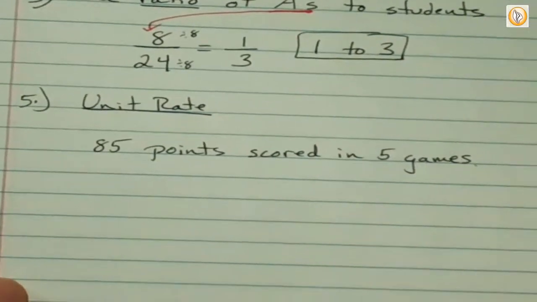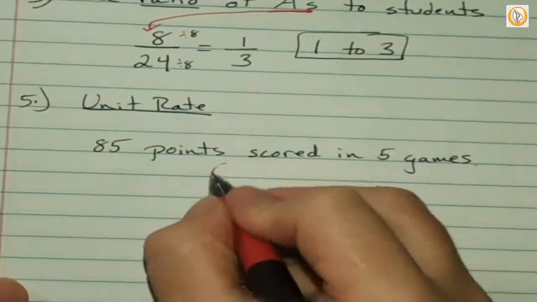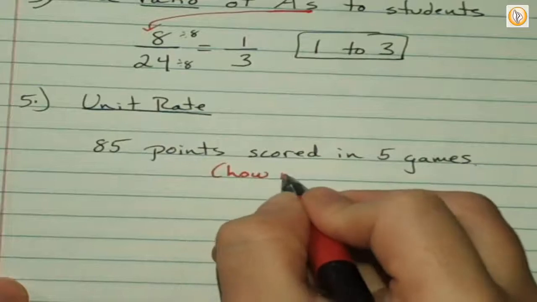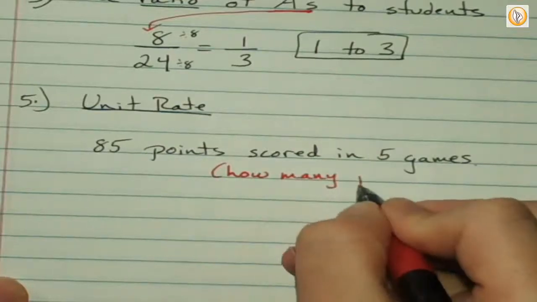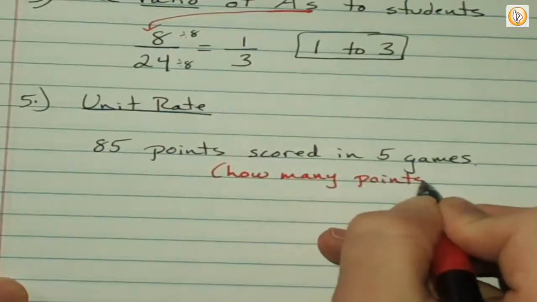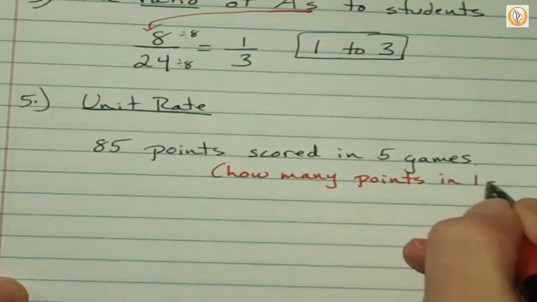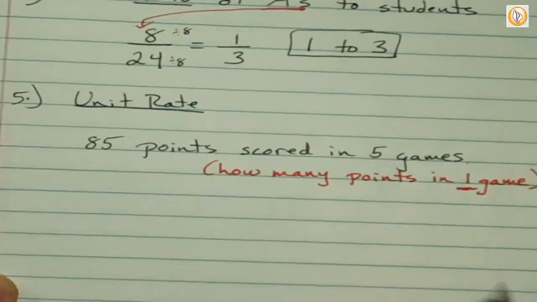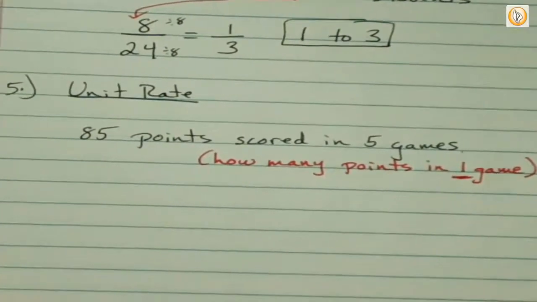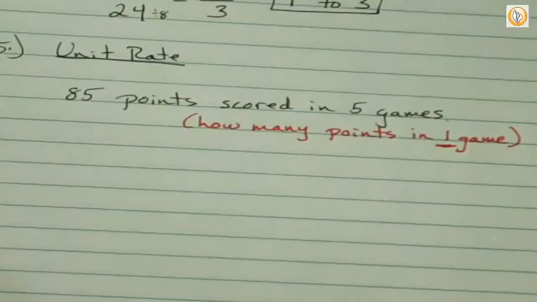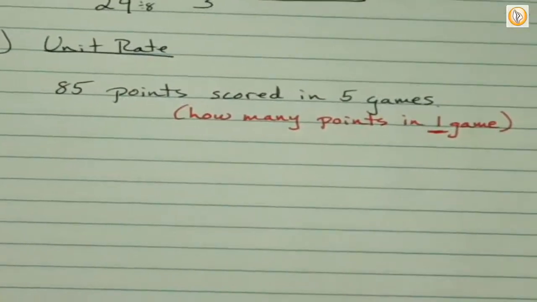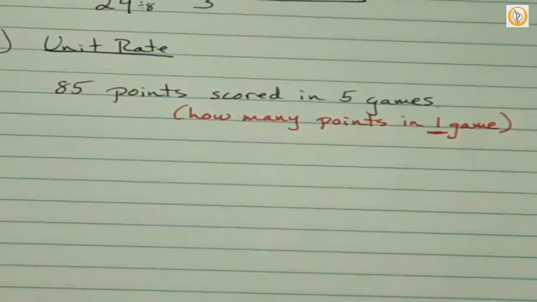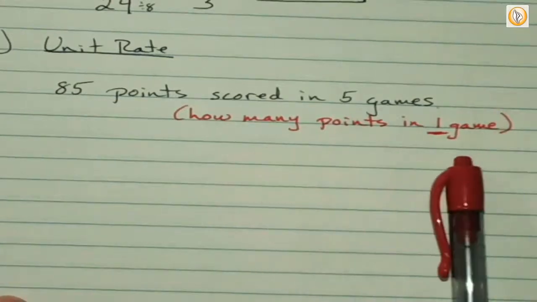They're looking for how many points in one game. There's that one I was telling you about. And all they're going to say is 85 points scored in 5 games. And you're going to literally sit there and say, well, what do they want us to do? It's unit rate, so they're looking for how many in one game.